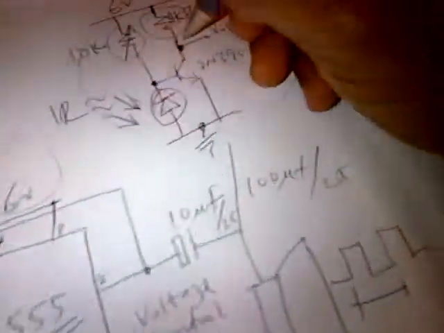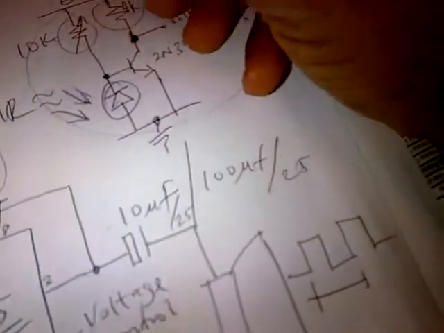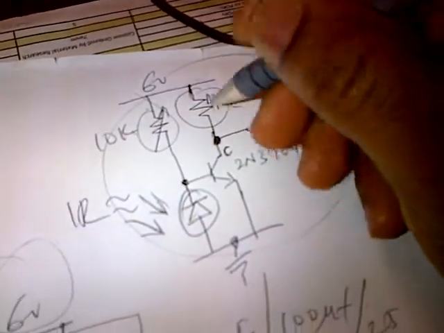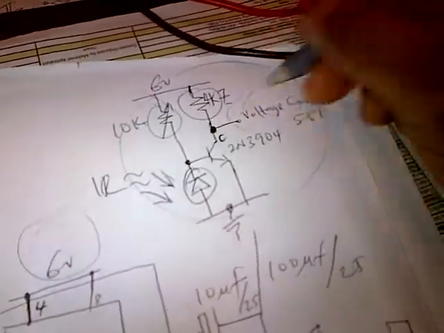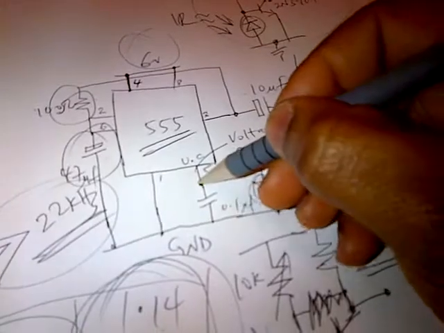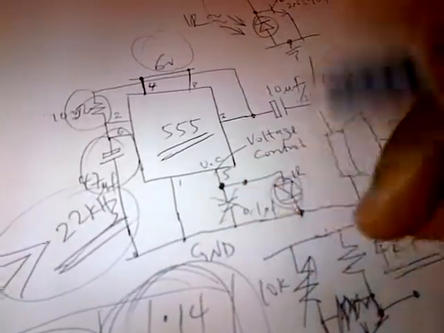And then I have this connection here between the resistor and this is the collector of this transistor. So this guy goes to the voltage control of my 555 timer. So it goes to this point. And remember, I didn't use this capacitor in this configuration. That is it pretty much.